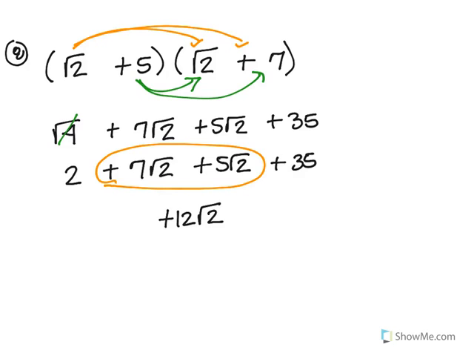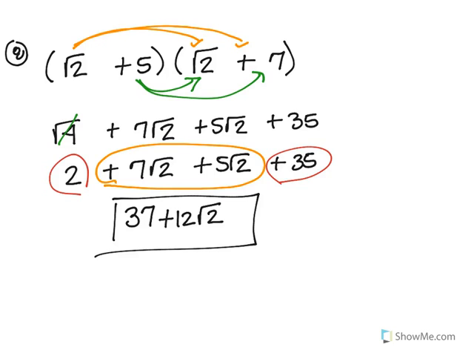Good. You can combine. No, these are whole numbers. Do y'all see that? The 2 and the 35? So that's 37, right? And I'm putting it in the front. I always put my whole numbers in the front. So that's 37 plus 12 square root of 2. Do y'all see that? So I don't want you to think they always don't add up. You can add up sometimes. You can combine some stuff.